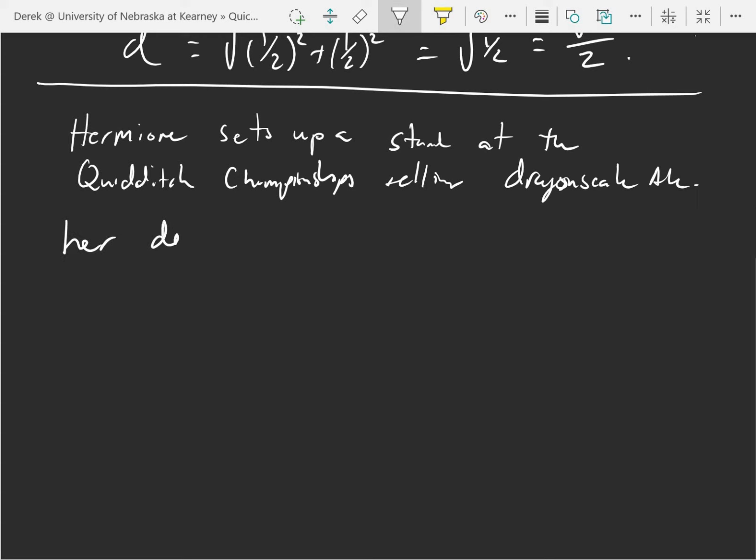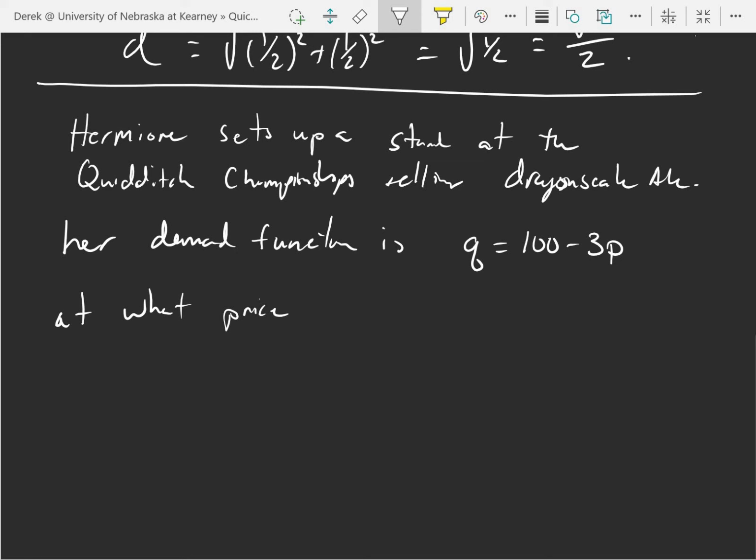Her demand function, which relates the price to how much she will sell, is the quantity demanded. It will decrease as the price increases. So let's say it's 100 minus 3p. At what price should she sell the ale to maximize revenue?